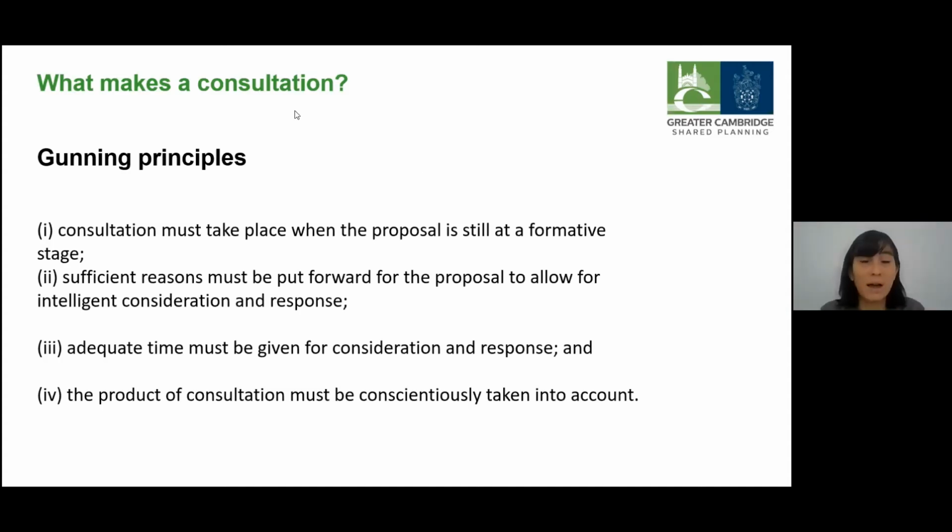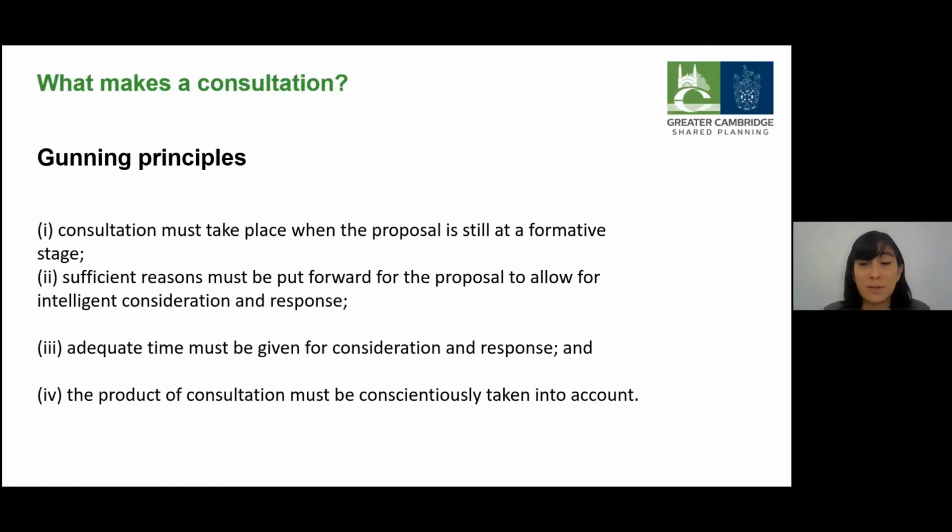Thanks, Paul. I was just going to start off by talking about some of the overarching principles that govern the way that we look at consultation. Some of you, if you're nerds like me, will be familiar with what's known as the Gunning principles. These were a series of principles established through a court case, where it was claimed that a public authority had not done what the complainant felt was proper consultation. It was really interesting because it was the first time that anyone had been asked what actually makes a legitimate consultation.